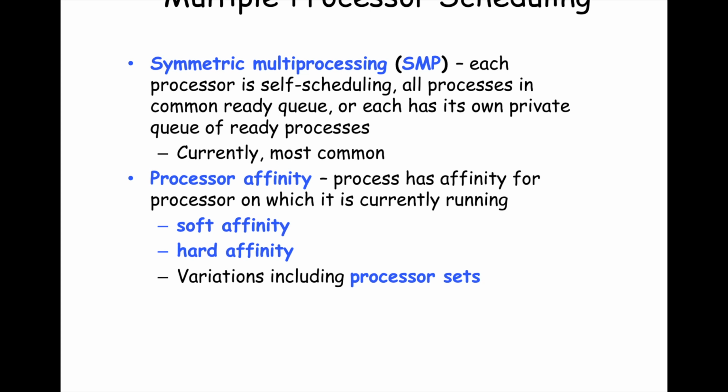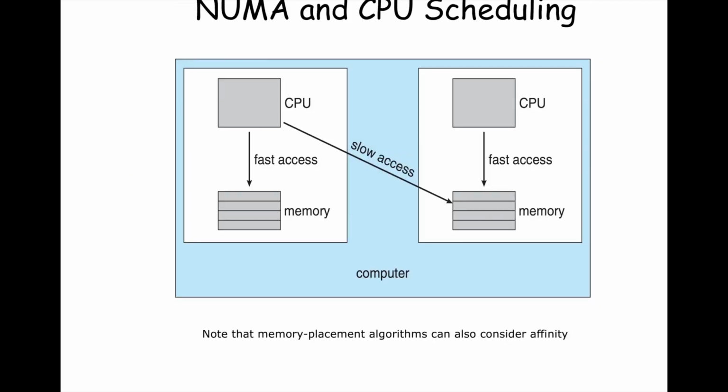So there are so-called soft affinities, where it's just a mild suggestion to the system: if you can, make sure that this process is associated with this CPU. And there are hard affinities, where it says, okay, I'm going to specifically pin this thing so it can only run on that CPU. Okay? And there are all sorts of variations on this.